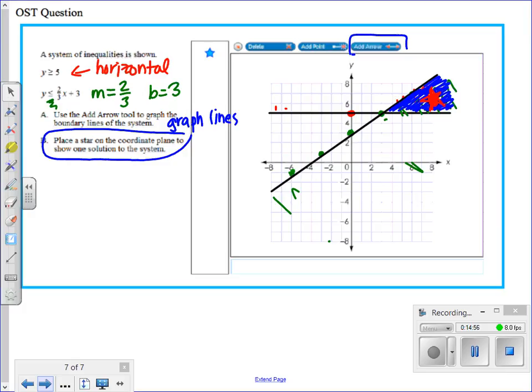Go back to Canvas, do the practice as your last practice of the unit, then you'll be all set to take the unit test.